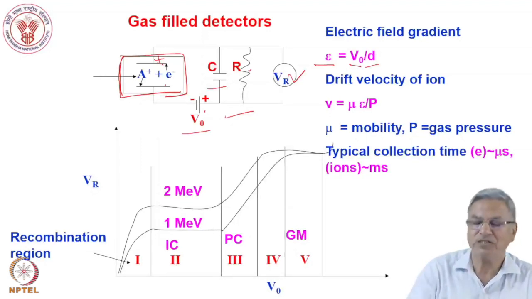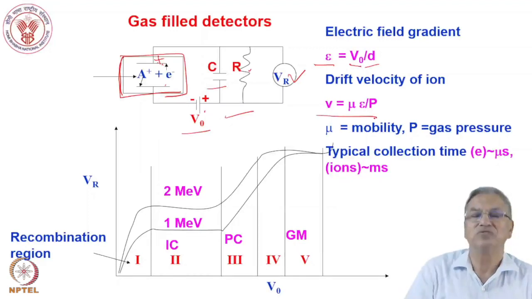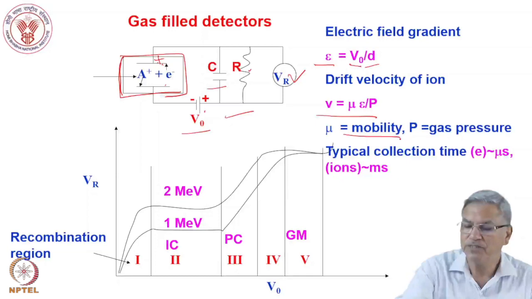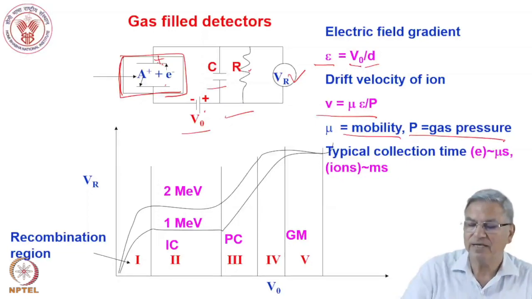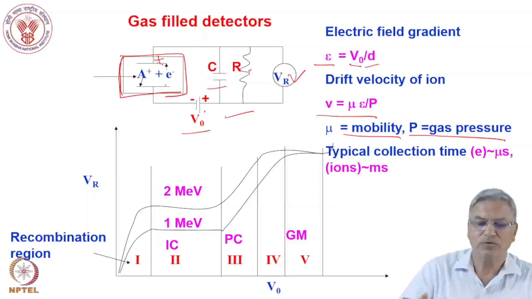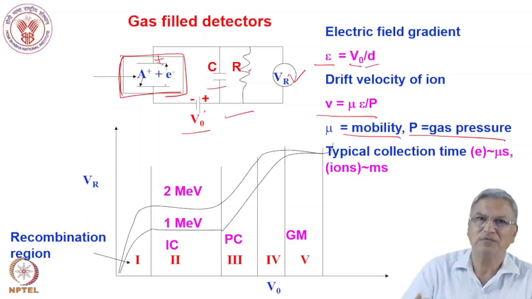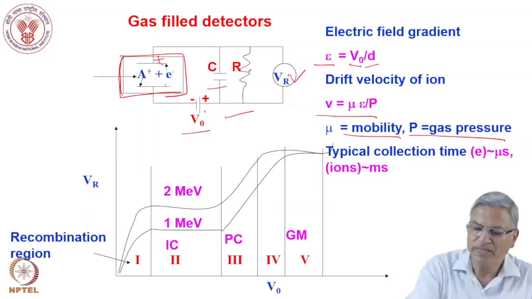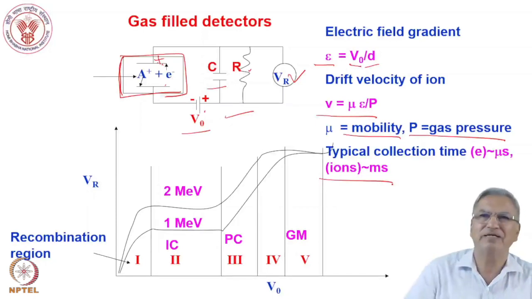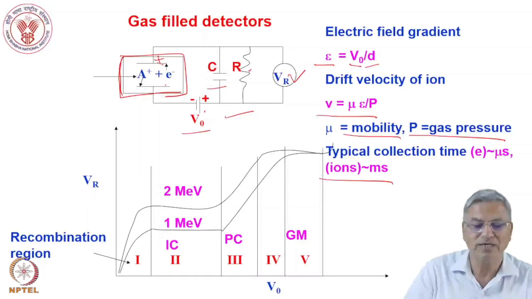And then how fast the electrons will drift towards the anode depends upon the drift velocity, which is given by mu epsilon upon P, where mu is the mobility of the electron, P is the gas pressure, and epsilon is the electric field gradient. Typically, an electron will take about microseconds to reach the anode. Maximum, it can reach much faster. But later on we will see there is an avalanche of electrons produced in different types of detectors, so that may make the process a little sluggish. Whereas the positive ions, being bulkier, take hundreds of microseconds to even milliseconds to reach the cathode.